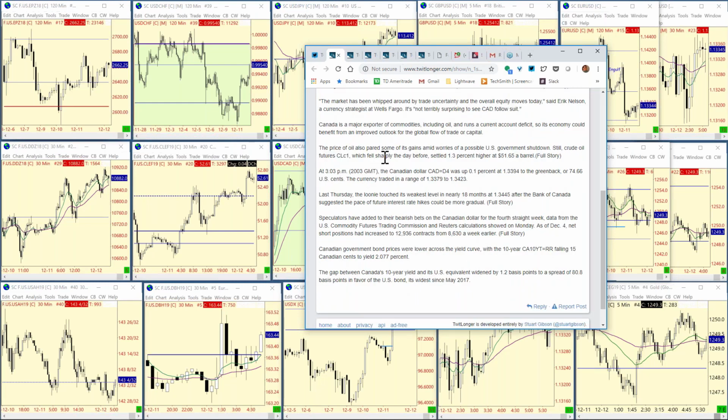The price of oil pared some of its gains, and there was a worry of a possible U.S. government shutdown. Still, crude oil futures, which fell sharply for the day, edged 1.3 higher at 51.65. You can see they're even $1 higher there at 52.61. Last Thursday, the loonie touched its weakest level in nearly 18 months at 34.45. Speculators have added to their bearish bets on the Canadian dollar for the fourth straight week, data from the U.S. CFTC showed on Monday.